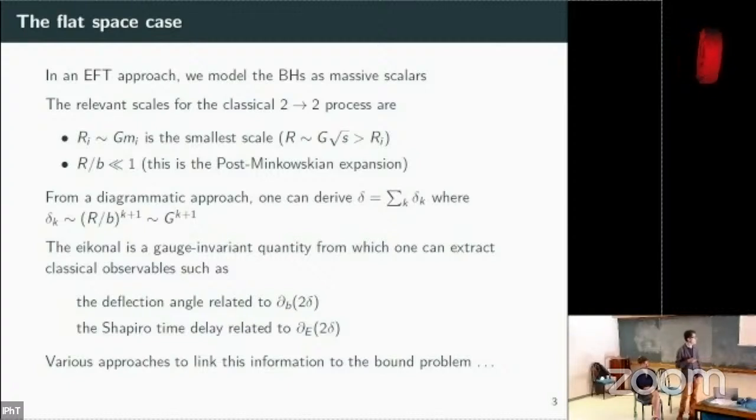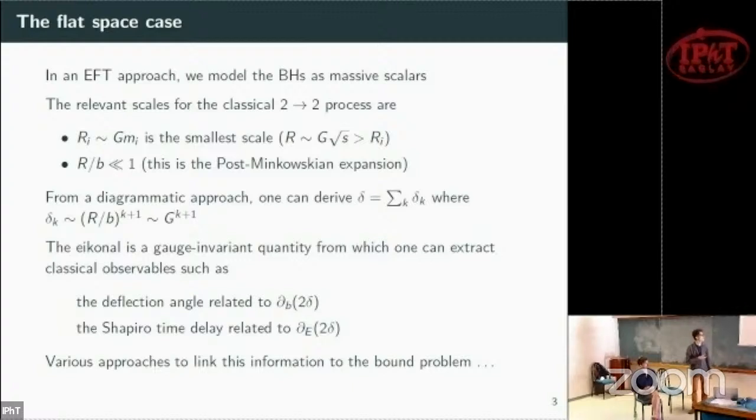Now, once you have this leading eikonal, the idea is that from there you can derive all the classical quantities. So for instance, this deflection angle that I mentioned is the derivative of the eikonal with respect to the impact parameter. Right? So that's gauge invariant. So you don't need to worry about coordinates, right? It's a fully gauge invariant quantity that depends just on the in data and is something observable.